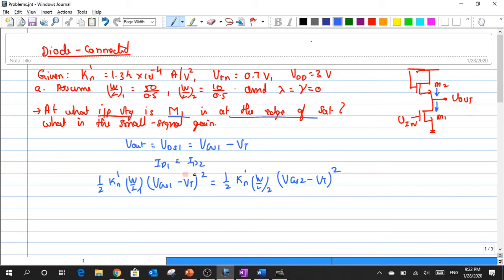Now we can just cancel out some of the common terms that we have. Obviously the half could be cancelled, Kn dash could be cancelled, and what is left over is just the product of W by L and the VOV values. So now one could expand these values of VGS1 and VGS2 in terms of the known quantities, right? So let me write this.